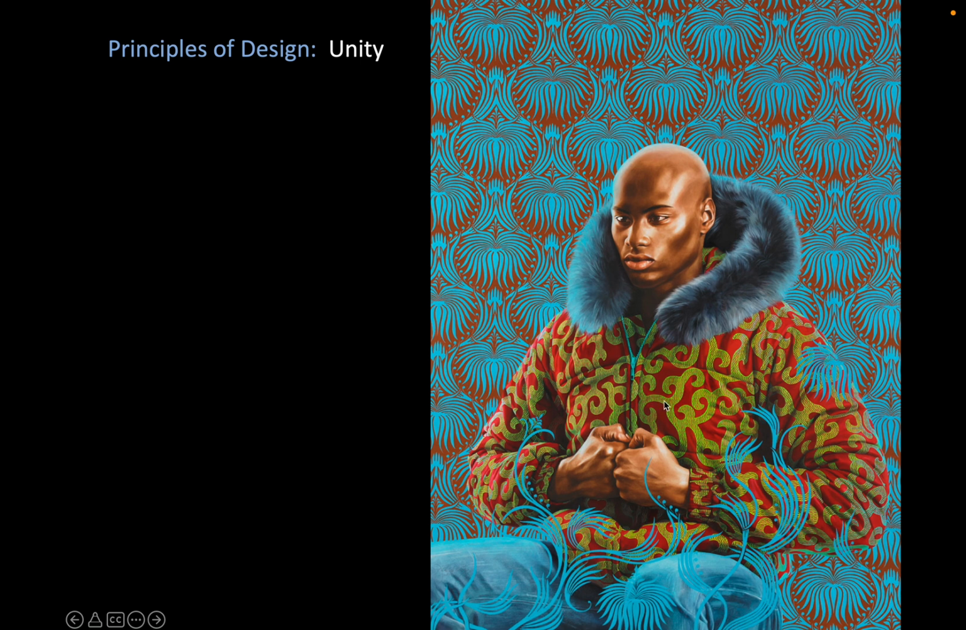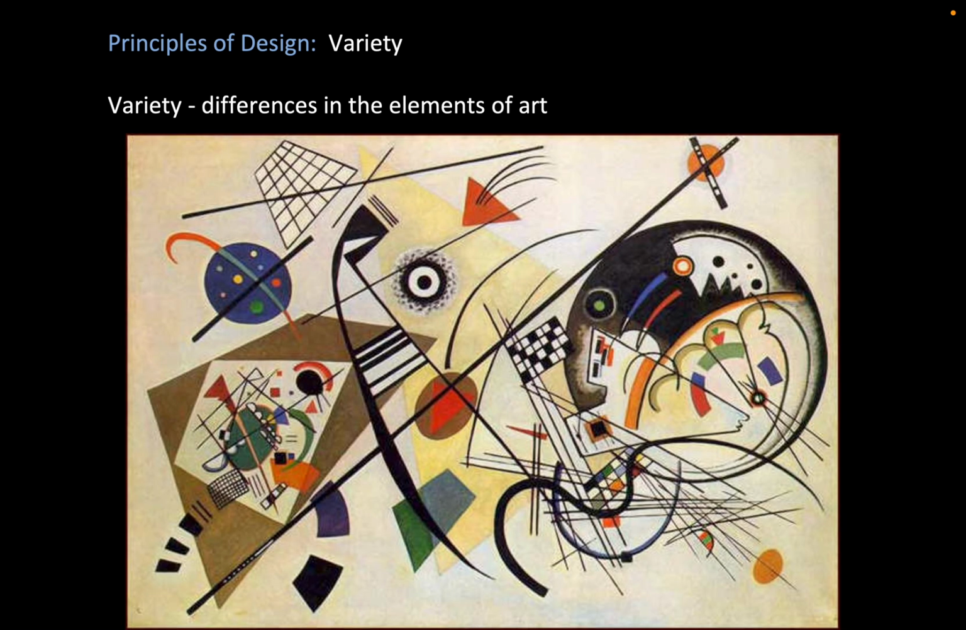These shapes on the jacket remind us a little bit of the wallpaper. They're kind of curving, okay? So color and shape are really doing a lot of heavy lifting here to hold the thing together. Now, on the flip side of unity is variety, okay? Variety is differences in the elements of art.